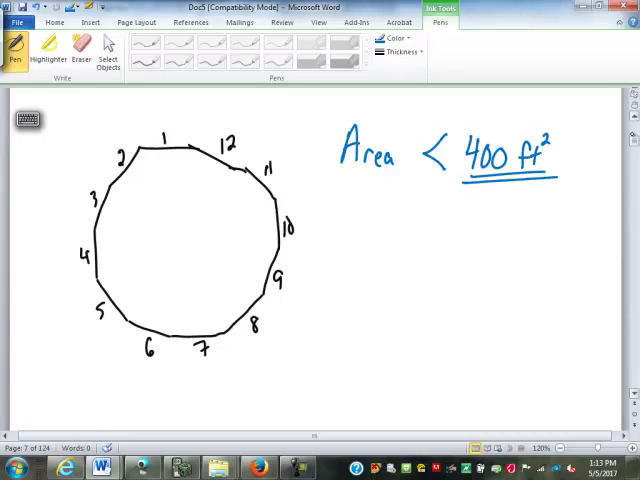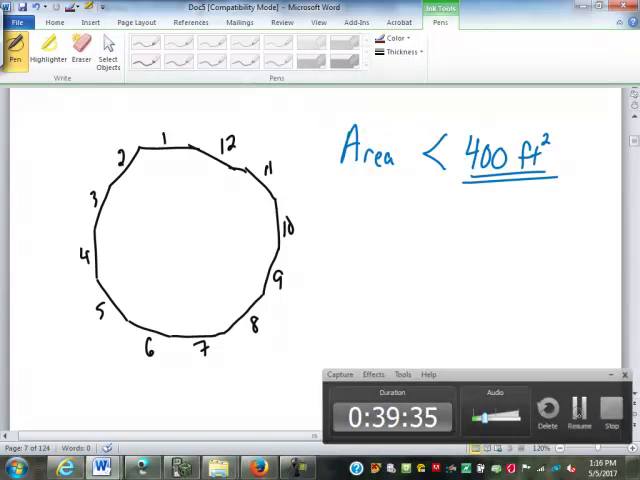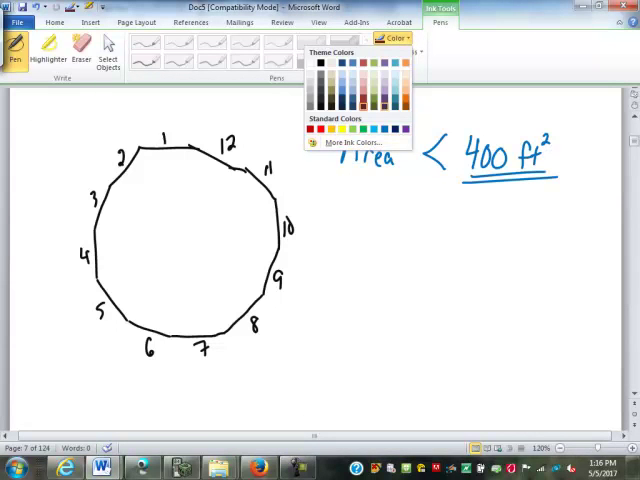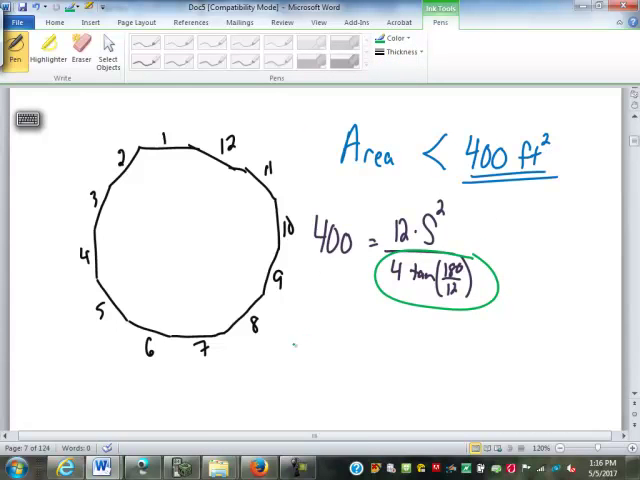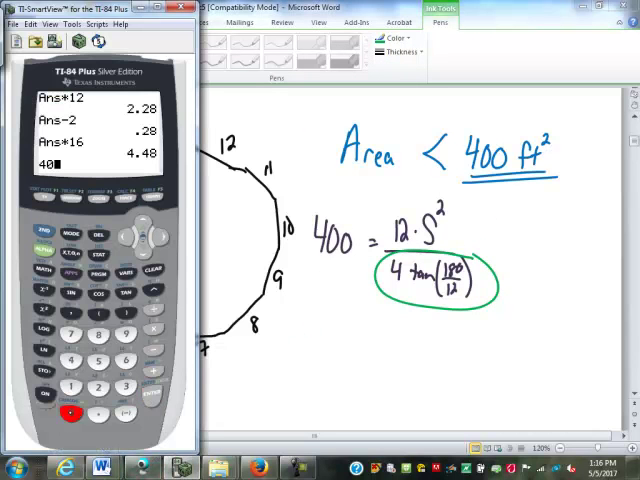Area has to stay at or below 400 square feet. Figure out in your notes what the length of the side would be. How do we set it up? 400 equals 12 times S squared over 4 times tangent of 180 over 12. So then the first thing we do is multiply by that, right? So 400 times 4 times tangent 180 over 12.